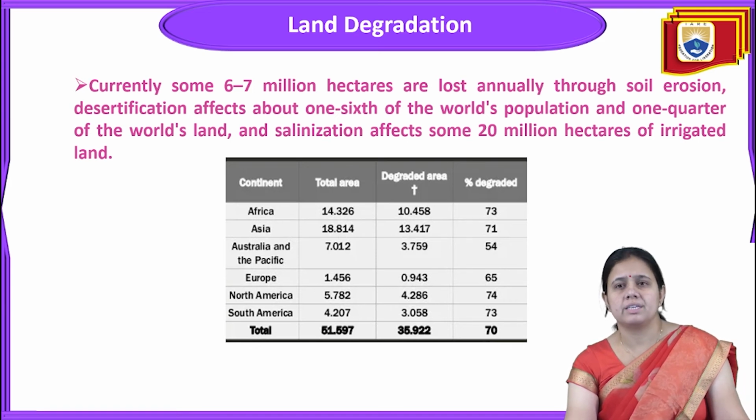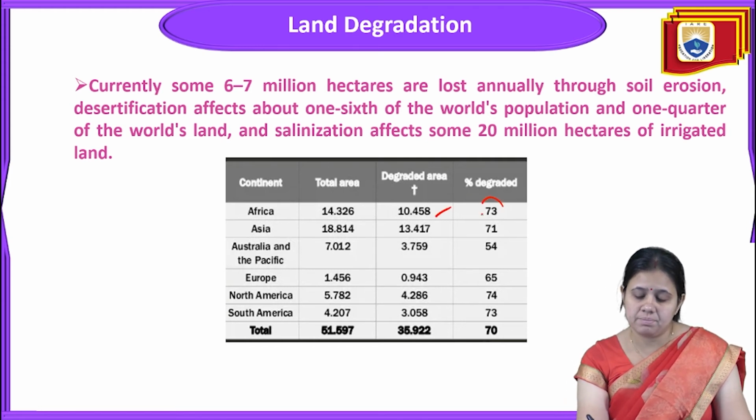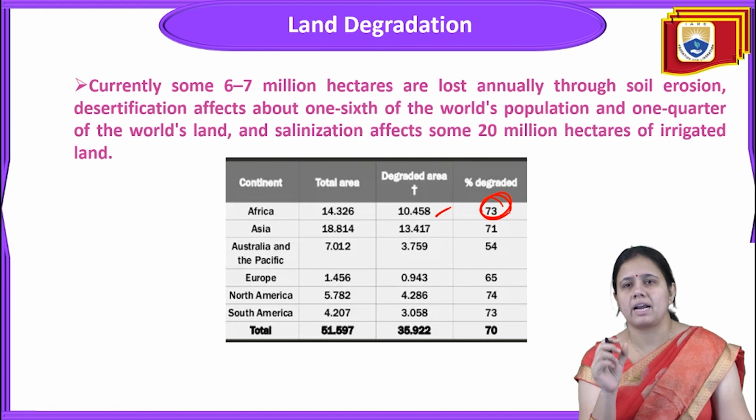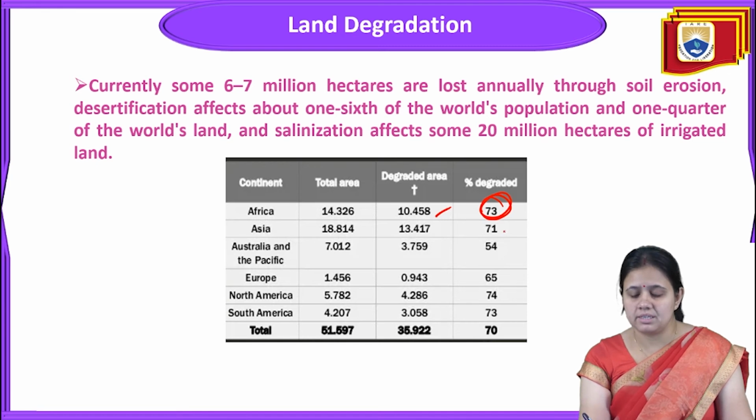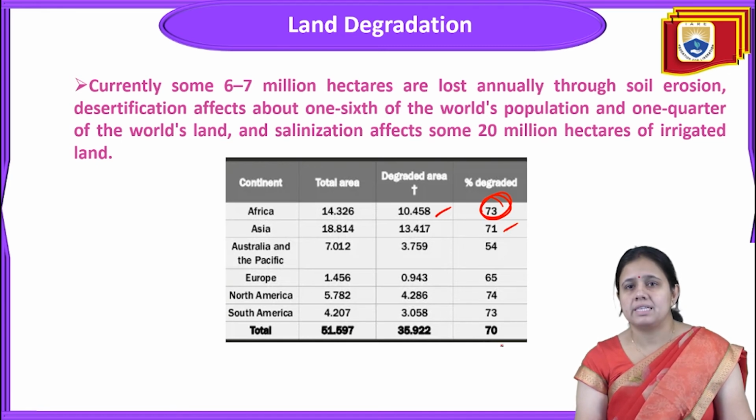Next is the scenario of land degradation in the whole world. If we talk about the continent of Africa, 73% of the land comes under the category of degraded land. In Asia, 71% is degraded land. In Australia and the Pacific, 54% is degraded land. In Europe, 65%. North America, 74%. South America, 73%. In total, across the world, 70% of the land area has been degraded.